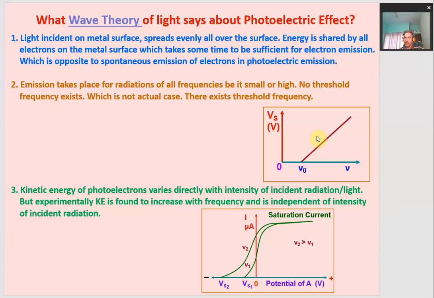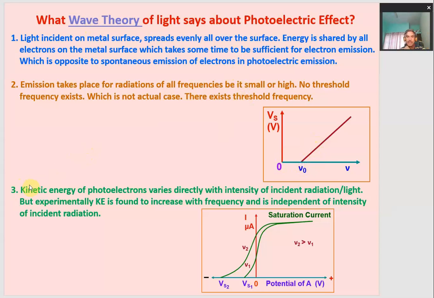Here in this graph you can see that there is some minimum frequency below which there is no emission, right? This we have discussed earlier. So again the second thing also remains unexplained on the basis of wave theory of light.